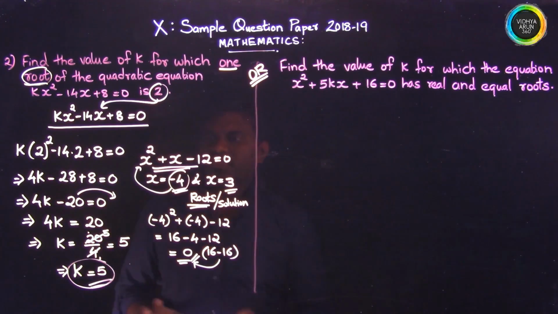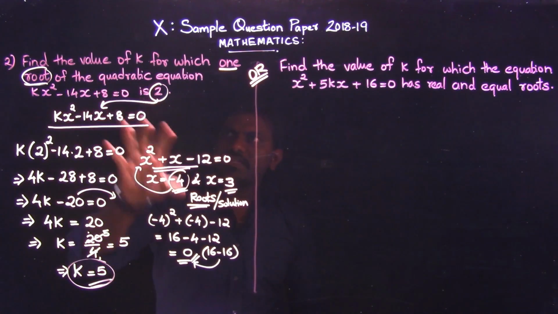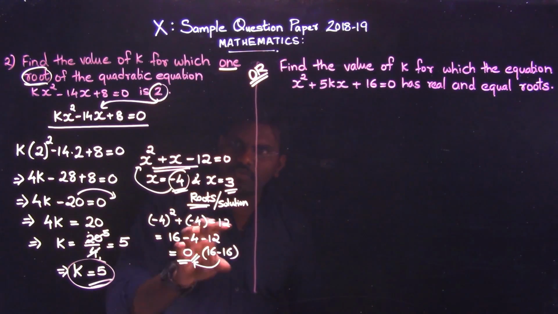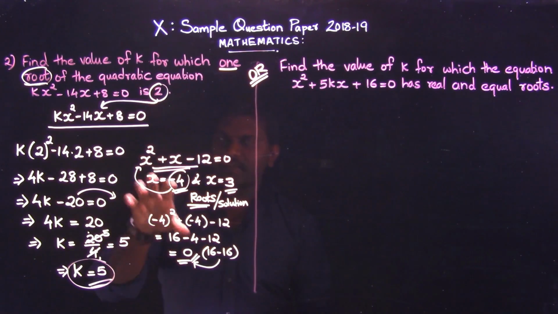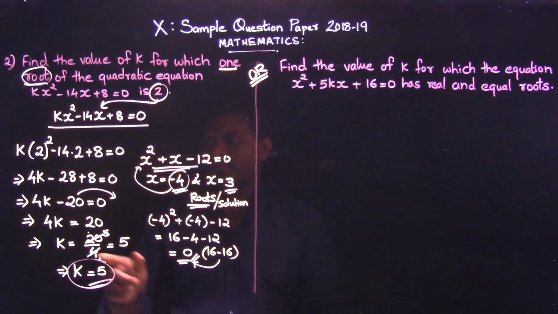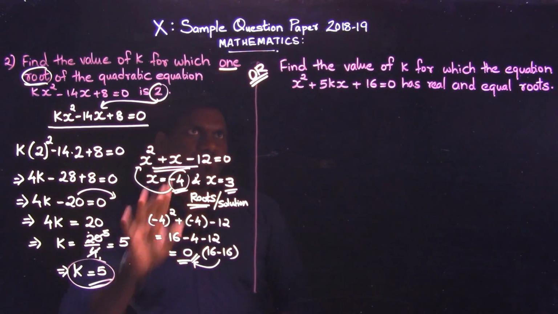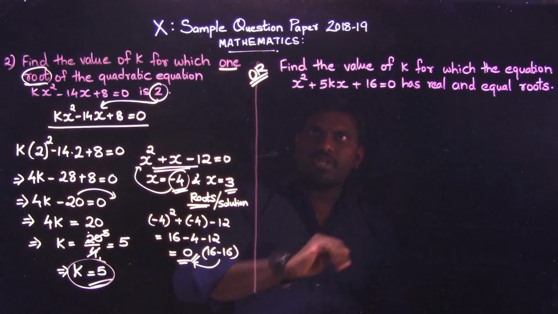I don't think there is much problem in this. You got a clear idea about what is a root. If you have a root given, what it means is the solution. Take that one, substitute it in the value of x, and you will get the value of k. That is how to do the first one of the second question. Moving on to the second optional one.